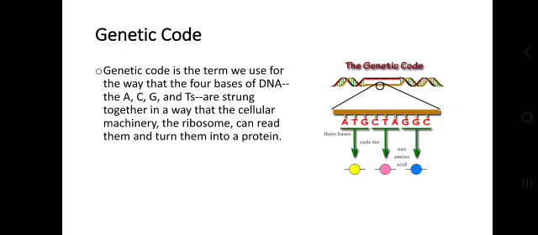Genetic code. Genetic code is the term we use for the way that the four bases of DNA, the A, C, G, and T, or the adenine, cytosine, guanine, and thymine, are strung together in a way that the cellular machinery, the ribosome, can read them and turn them into a protein.